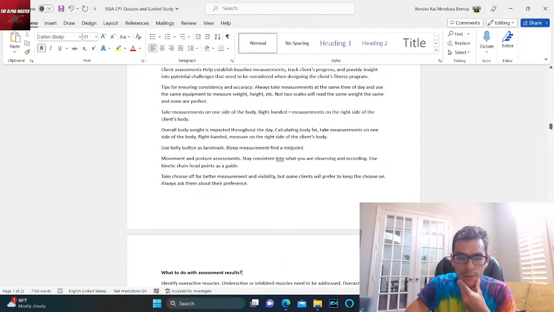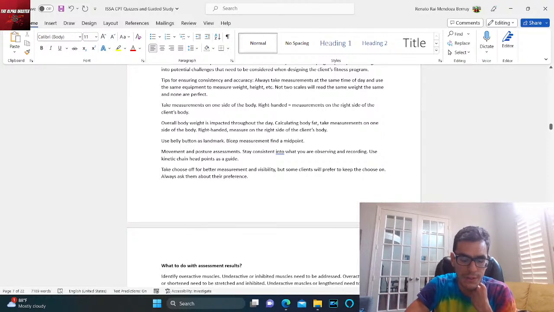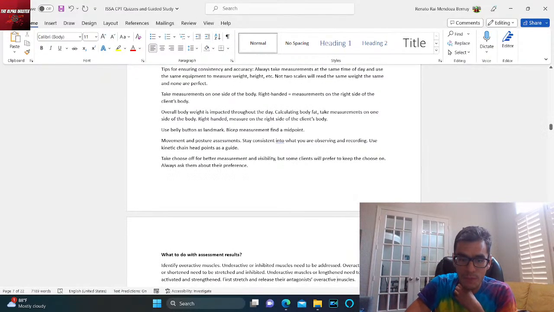So, what do you do with the assessment results? Identify overactive muscles, and underactive or inhibited muscles that need to be addressed. Overactive or shortened muscles need to be stretched or inhibited. Underactive or lengthened muscles need to be activated and strengthened. First, stretch and release their antagonists, the overactive muscles.